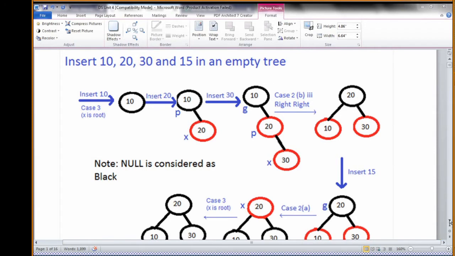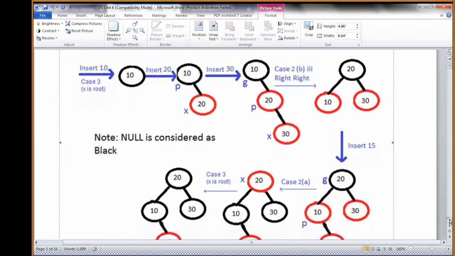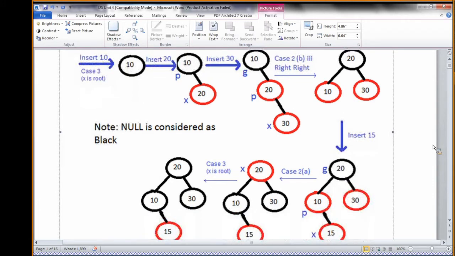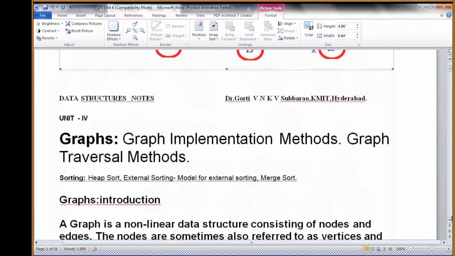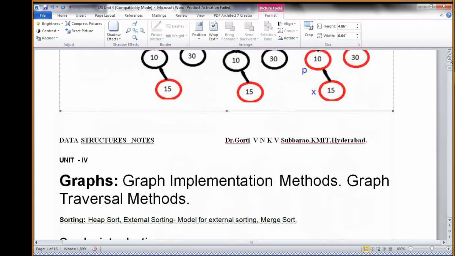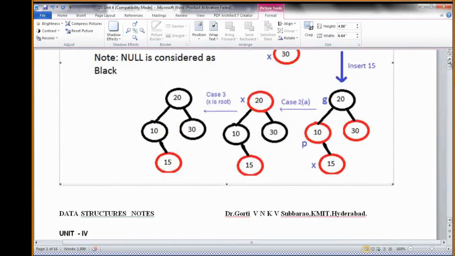Then you have to insert 15. We traverse from root 20; 15 is less than 20, so it goes to the left side, and then we check whether it is greater than 10 or not. It is greater than 10, so just like how we insert in a BST, in the same way we insert it on the right side of 10. 15 is the new node, so it is red color. Then we see whether it is satisfying the red black tree properties or not.